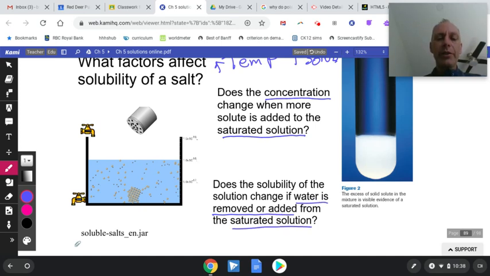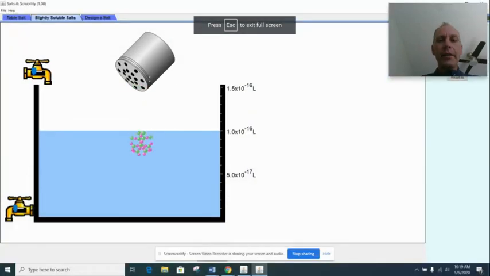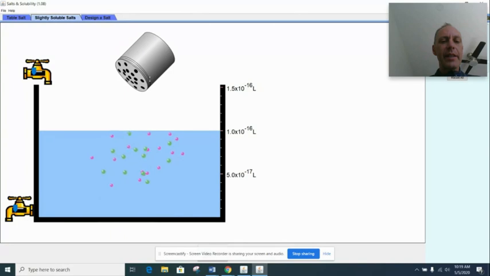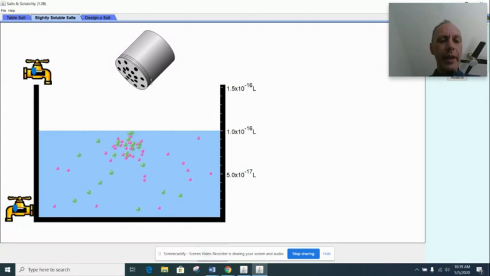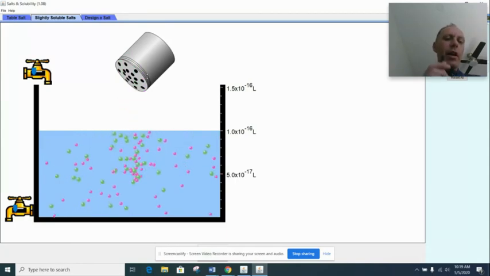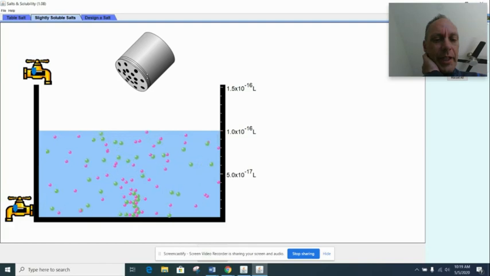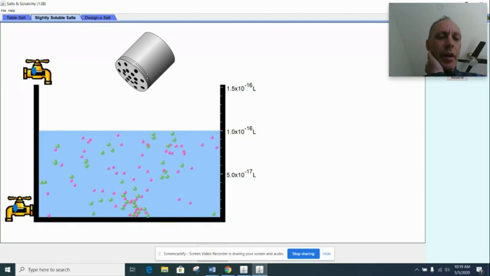So I'm going to run a little simulation to show you what this looks like at the atomic level. So here we go. So we're adding some, we can call it sodium chloride, NaCl. Right now that solution is not saturated. There's room for more crystals, so we add more crystals. Those also dissociate into their ions. So we add more solid crystal. Okay, so this time it's not all dissociating. Some of it is sitting at the bottom as a solid. So we would say the solution is now saturated or full.